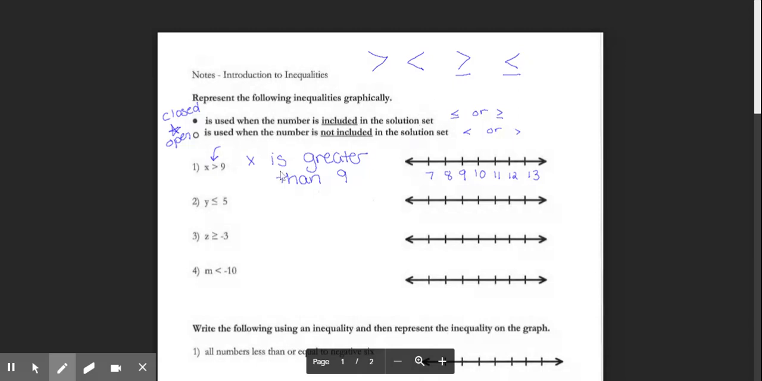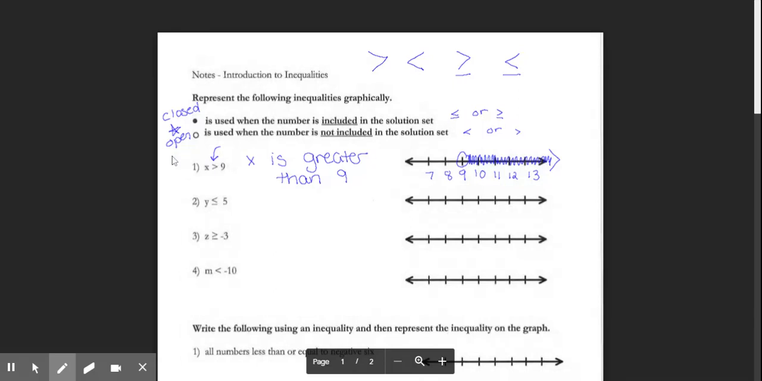So for this problem, I had just greater than, not equal to. So because I have the strictly greater than symbol, that means I need to use an open circle. I'm not including the number 9 in my solution, but I am including all of the numbers bigger than 9. So from that circle, I'm going to shade everything to the right-hand side, go all the way through the number line to the end, and then put an arrow on the end because that shading goes on forever.